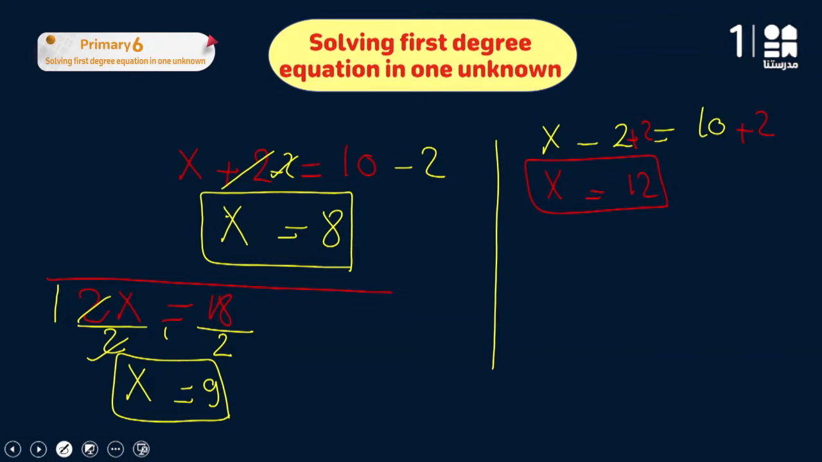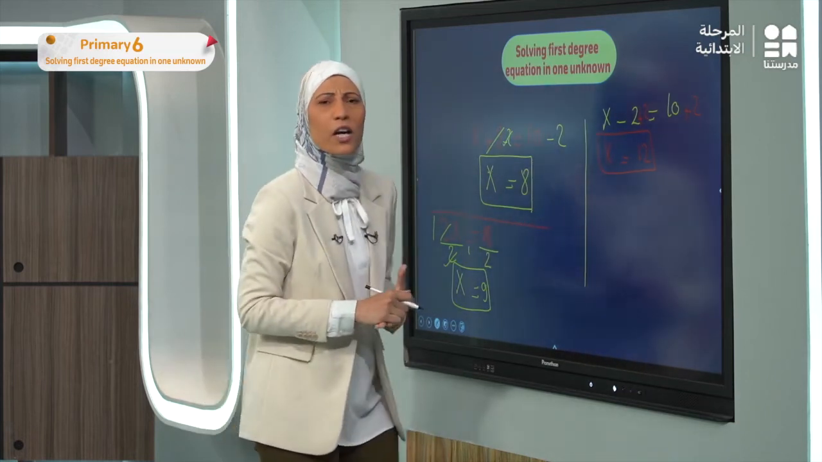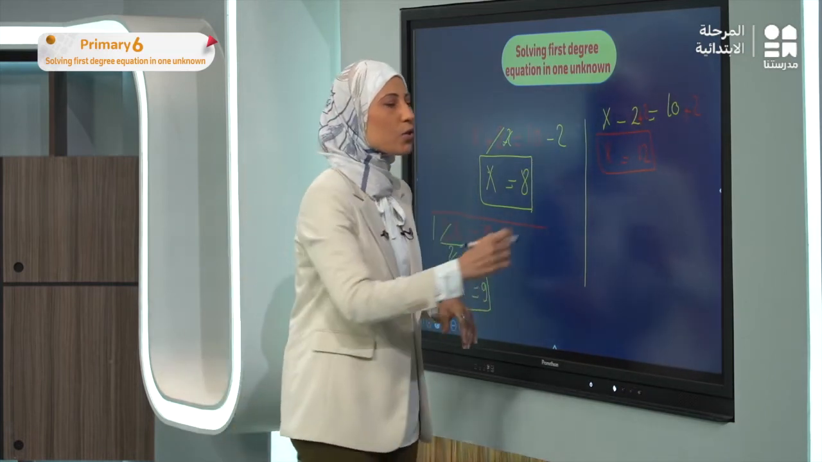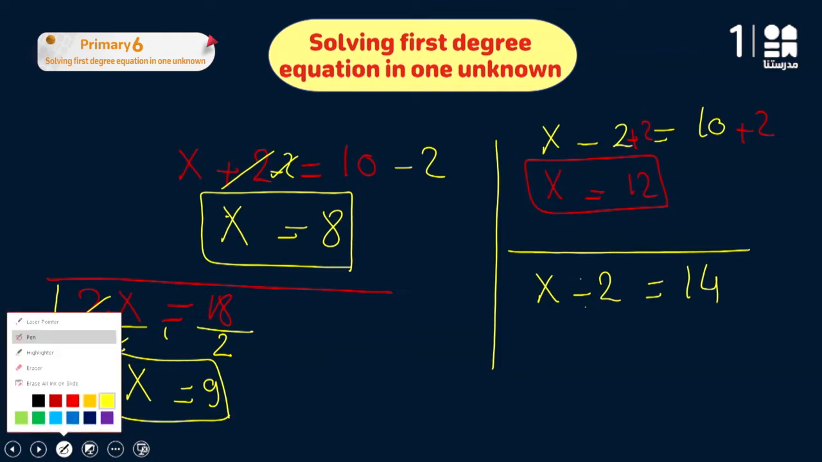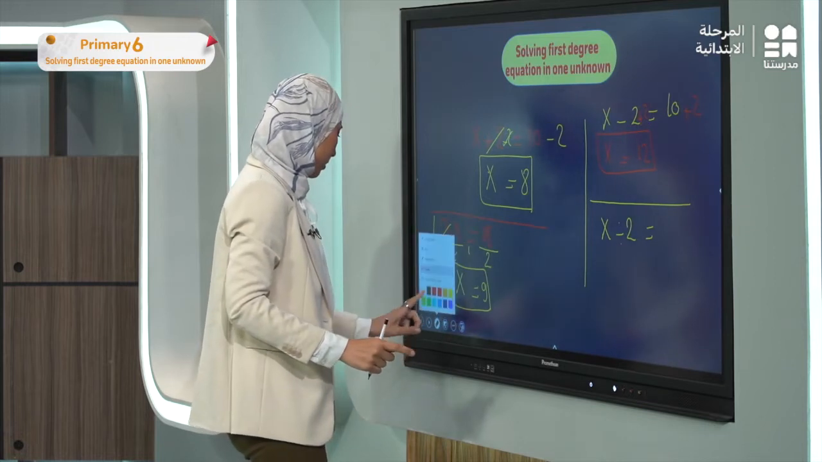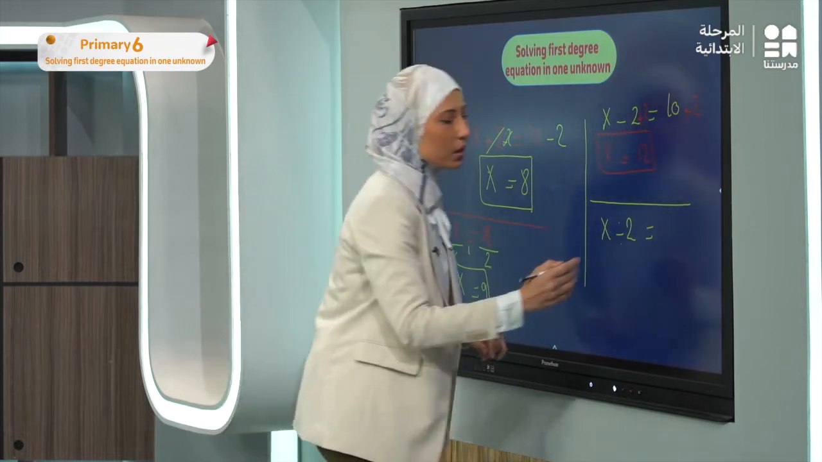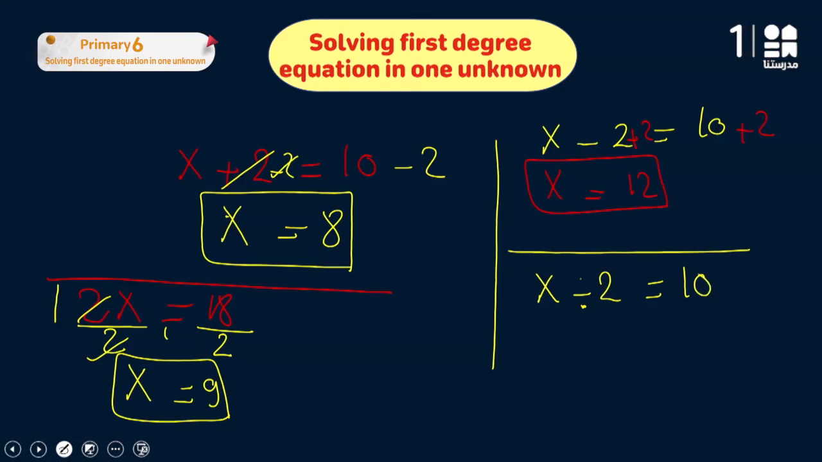And this is the case of multiplication, where I have a multiplication by x. But if I have a division, I am going to do the same. Also I have x divided by 2 equals 14. Or I can make it an easier number. Okay, now x divided by 2 equals 10.